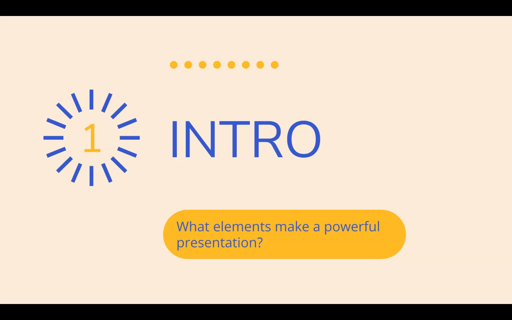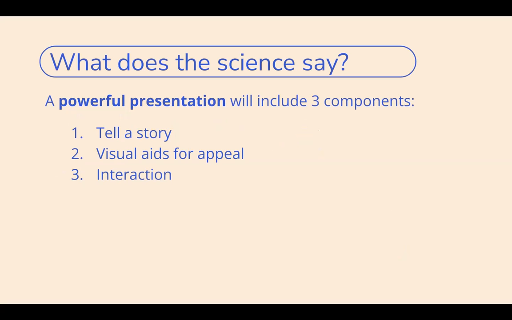So first, let's talk about some elements that help make a presentation powerful. The science says that a powerful presentation will include these three components. The first is tell a story. The second is to use visual appeal. And third would be to integrate interaction. So we're going to be focusing on number 2 and number 3 today during this presentation.